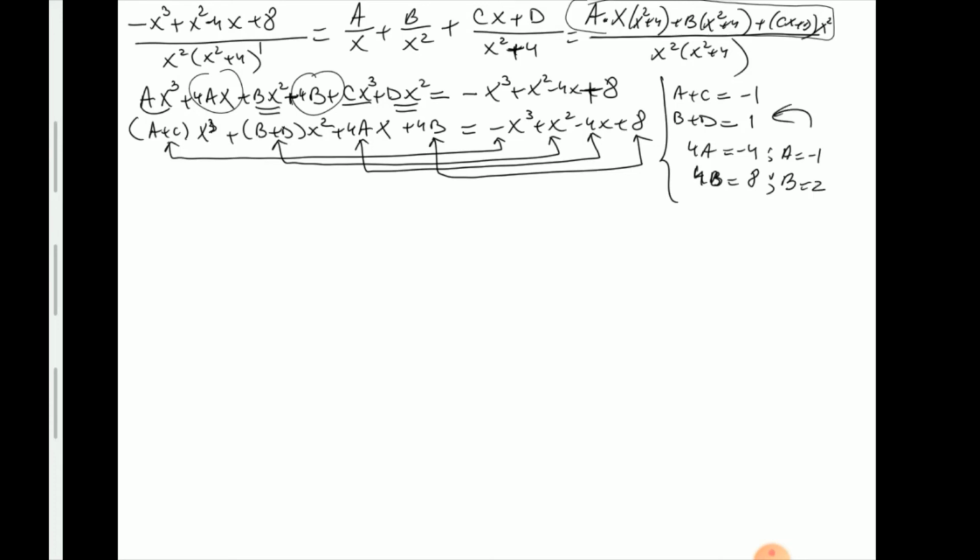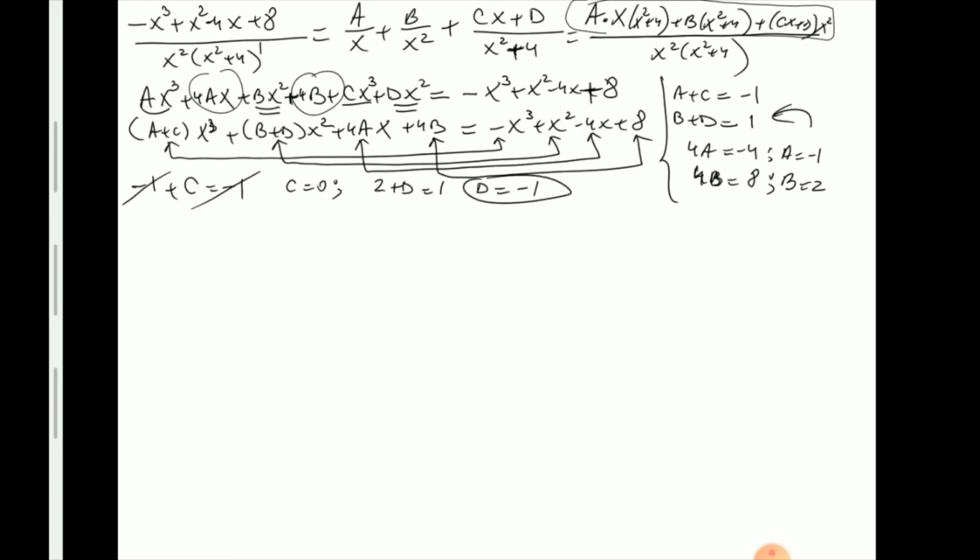I can just substitute then. Now, so I have minus 1 plus c equals minus 1. That gives me c equals 0. And then b plus d becomes 2 plus d equals 1. D equals minus 1.